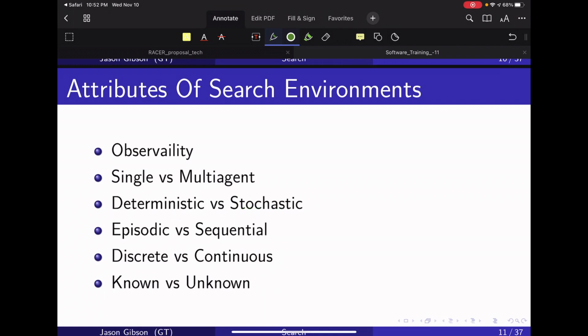There's also episodic or sequential environments, so things where we only play a single game of it, or where you are repetitively doing the same thing over and over again. A lot of the things we're going to be looking at are sequential. We also have discrete versus continuous, which we talked a lot about before.